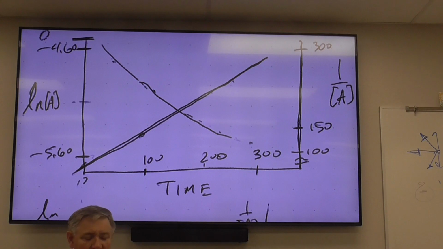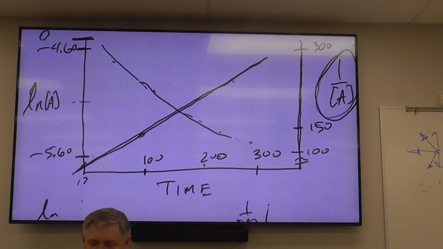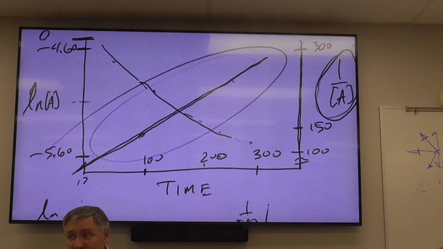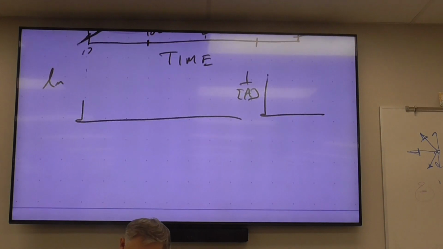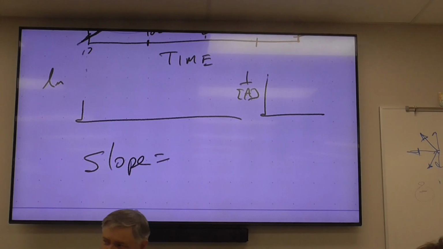Now, if I were to actually draw that on a real graph, you would see that this graph is the one that's linear, where it's 1 over A, okay? When I actually did this, this is the one that's linear, which means it's going to be second order. So at that point, once you know which one is linear, then you need to find the slope. Okay, well, what's the slope going to be?